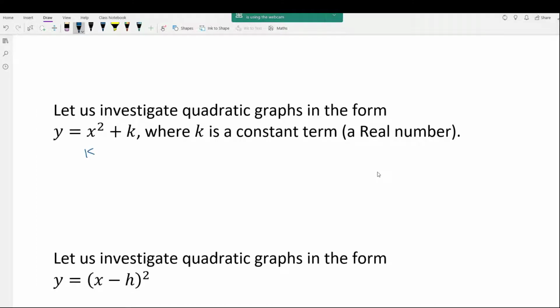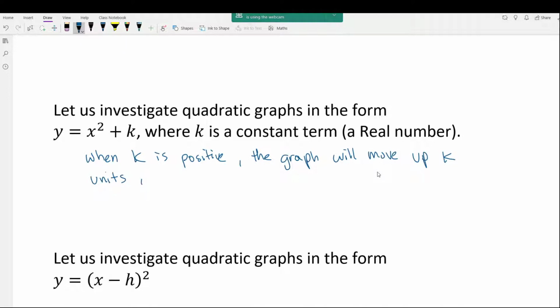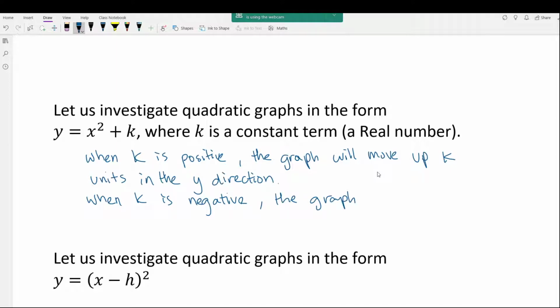When k is positive, the graph will move up k units in the y direction, and when k is negative, the graph will move down k units in the y direction.